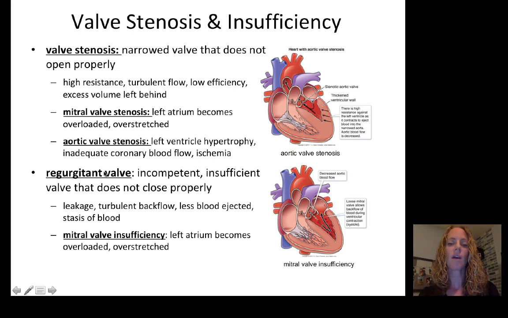Regurgitant valves are the opposite. They are unable to close completely, and they're incompetent. Leakage or turbulent backflow can mean that less blood is ejected, or there's stasis of blood. For example, mitral valve insufficiency means that the left atrium can become overloaded and overstretched with the blood left behind.